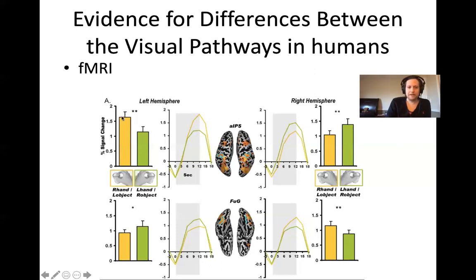And if you look at the height of this bar here, I'll draw a line here. The height of that bar represents the amount of activation in each brain region. This is the left parietal lobe. This is the right parietal lobe when you're looking at the same picture. And you can see the activation in the left parietal lobe is significantly bigger than it is in the right parietal lobe for the same object.